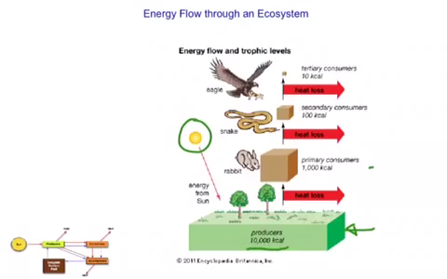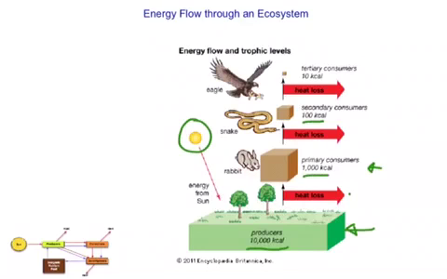As the consumers, the primary consumers here, as you can see, eat the producers, only about 1,000 kilocalories of the original 10,000 get into the primary consumers. Again, some of that energy is lost as heat. When the secondary consumers eat the primary consumers, only about 100 kilocalories get passed on.